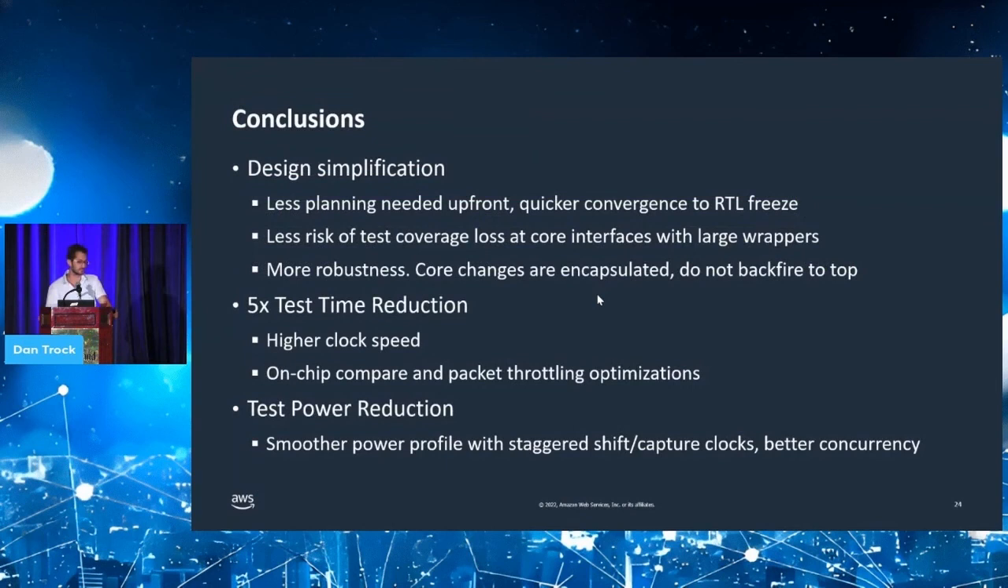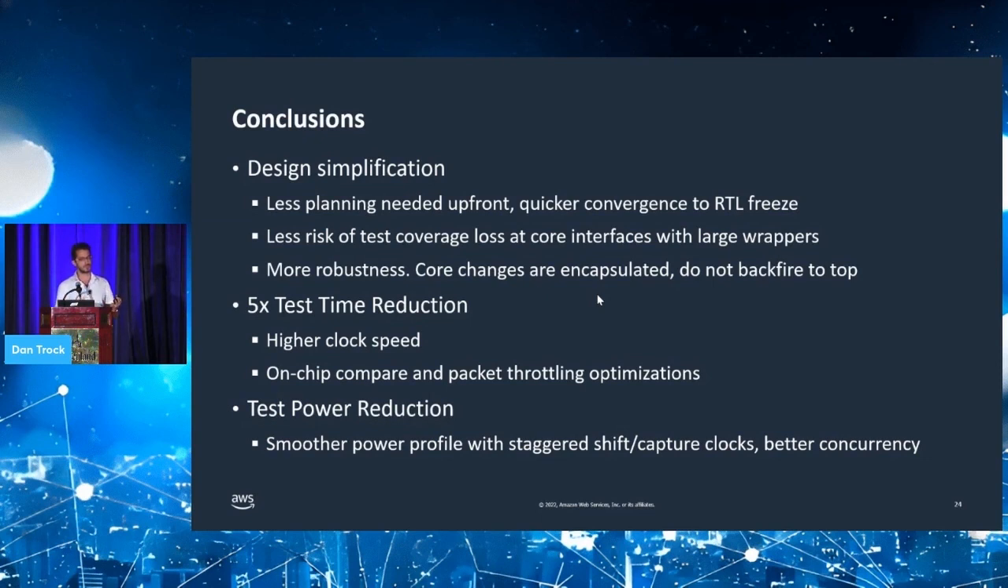I will conclude with the benefits we have gained from the switch to SSN. From the design perspective, we need to do less planning upfront, and we converge quicker to the RTL freeze milestone. We have less risk of test coverage loss, because even when we have few pins, many cores and large wrappers, we don't need to break those up into smaller interfaces and manually build that big puzzle from small pieces. With SSN, we test all the interfaces normally in one round.